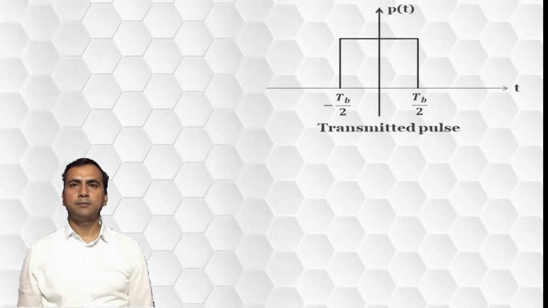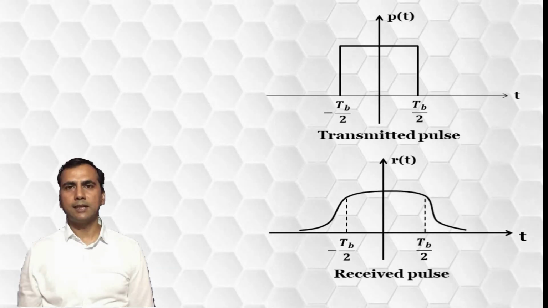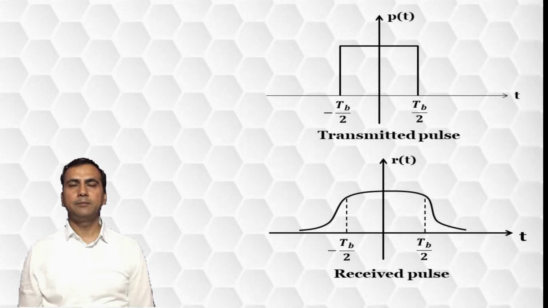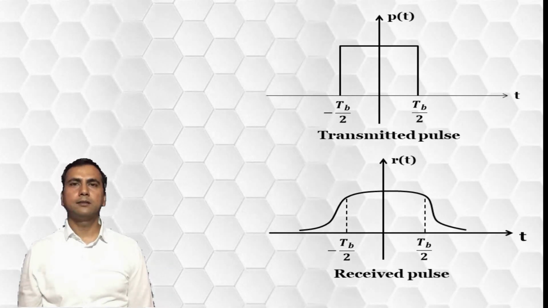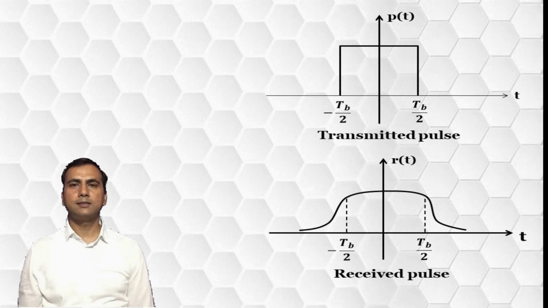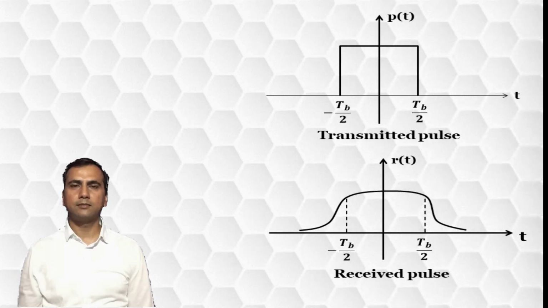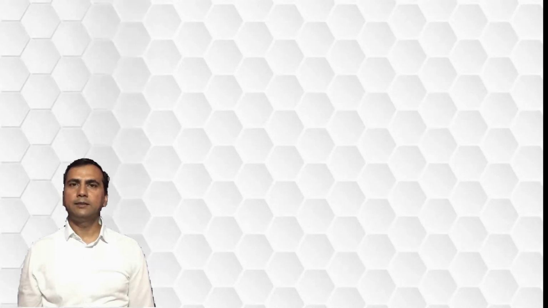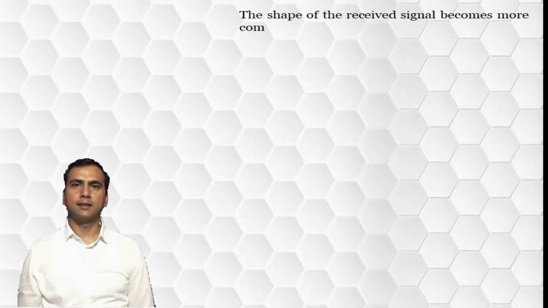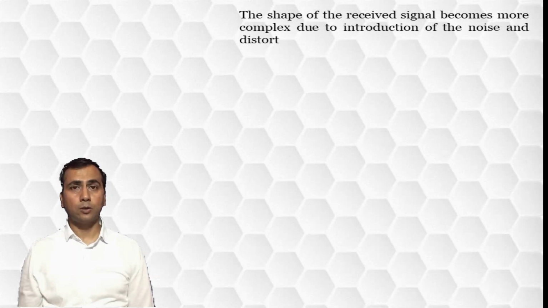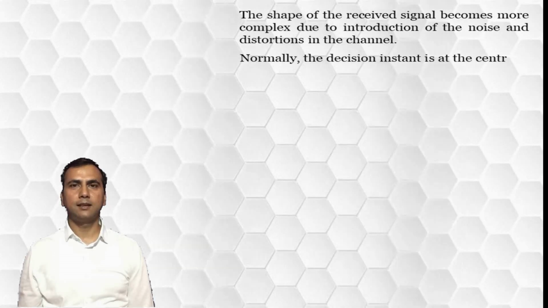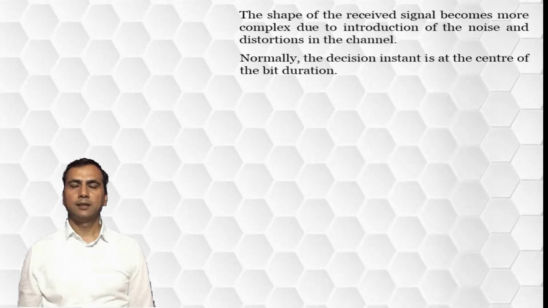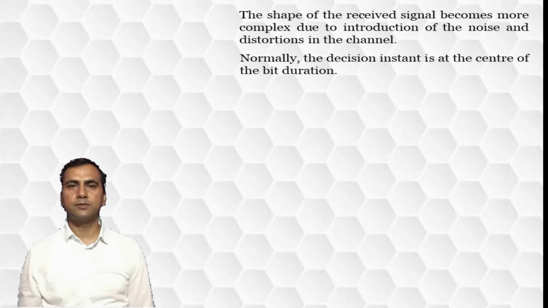We can see here that the transmitted pulse p(t) is a rectangular pulse, but on the receiver side, the received pulse is slightly spread in time domain due to the band limited nature of the channel. It is not confined within the bit duration TB; slightly more bit duration is required to collect the signal. The shape of the received signal becomes even more complex due to the introduction of noise and distortion in the channel. So we cannot predict the shape and size of the received pulse. It means several pulses may have different complex structures or shapes.